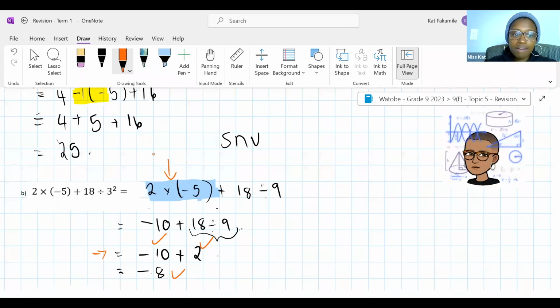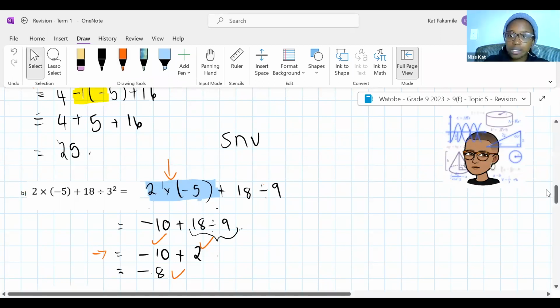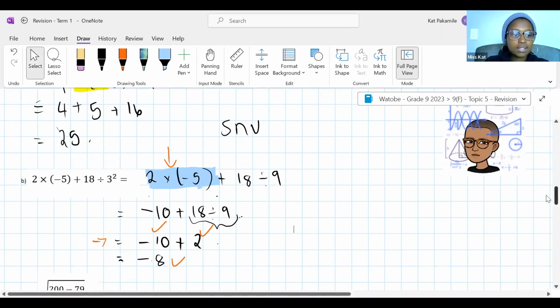If you have a negative 10 there, then I know that you multiplied 2 by negative 5. If I have a 2 there, then I know you divided 18 by 9. So I want to see the answers for those sections. I want to see a negative 10. I want to see a 2, and then I want to see where you correctly add them. So we didn't skip any steps, Chichi. Do you understand? These are great questions, guys.